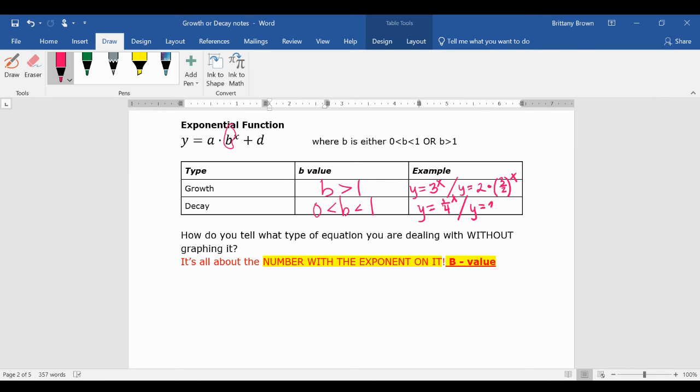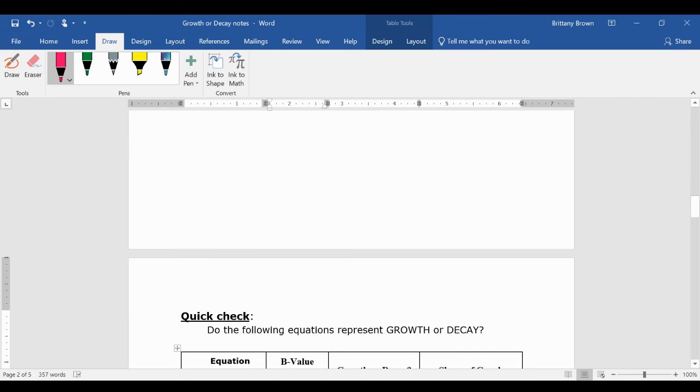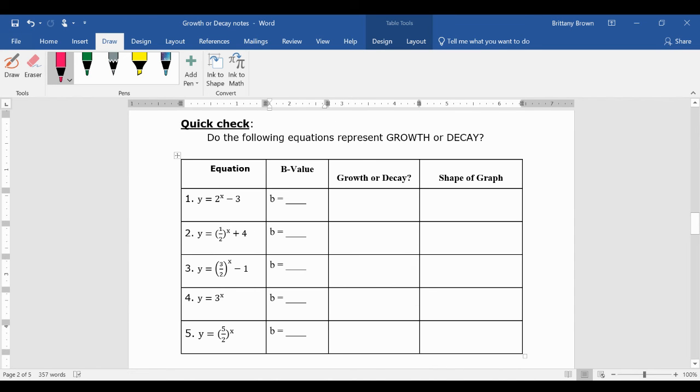Then we could mix it up and give us an A value of 3. What about 3/5 to the x? And then we could even add a 7 to that. Now, so it's all about the number with the exponent on it. That tells you whether you're dealing with growth or decay. So let's scroll down here and do a few examples looking at these.